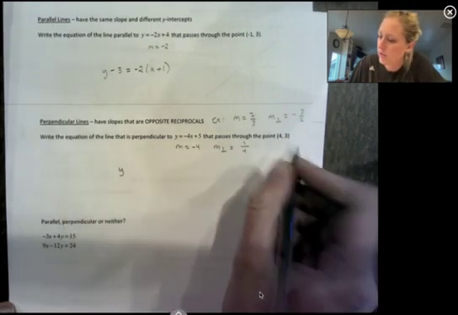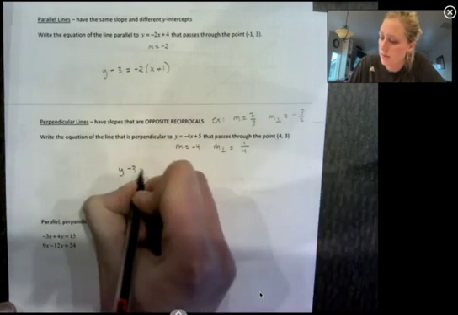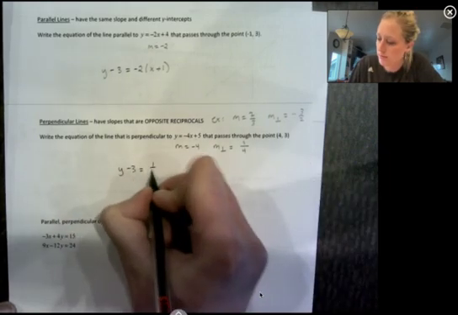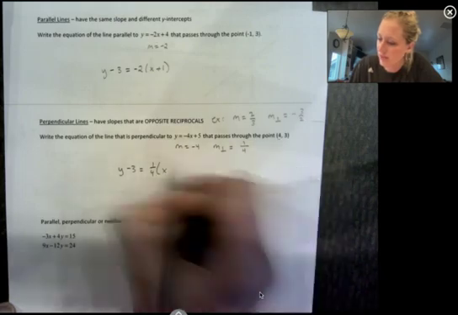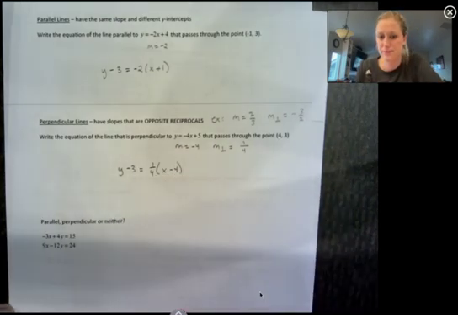So the point I'm using is 4, 3, so y minus 3. Slope is 1/4, and then x minus the x coordinate, 4.